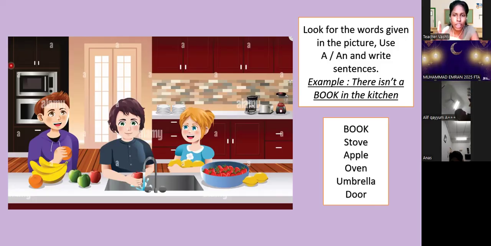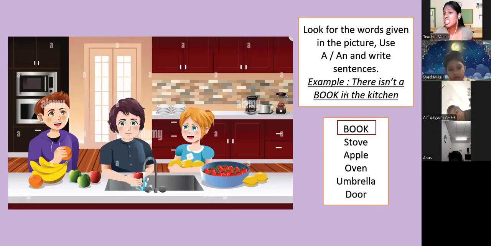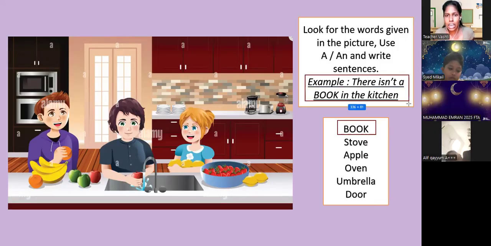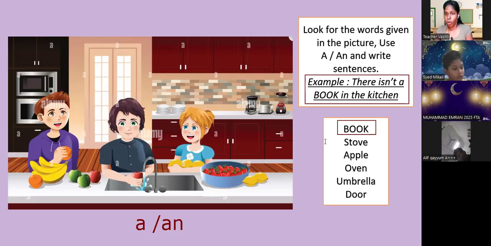Now, can you see a book in this kitchen? No, there is no book. So what can I write? There isn't a book in the kitchen. Okay? Very simple sentence. There isn't a book in the kitchen. Kalau ada, you say there is. Tetapi perbezaannya kenalah. You got to know where to use a and where to use an. Now, how many sentences are you supposed to write? You're supposed to write one.